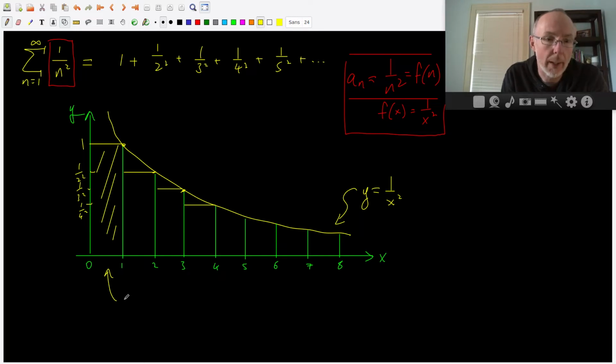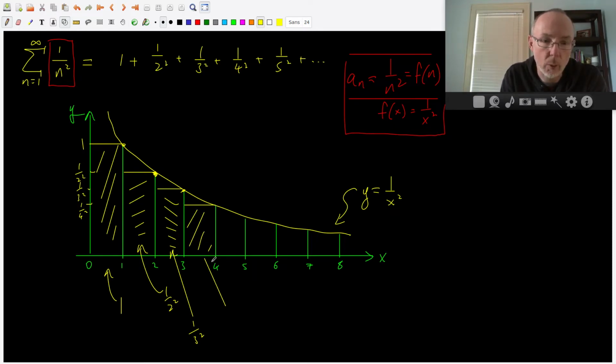Well, it's 1 high and 1 wide, so that has area 1. What's the area of this rectangle? Well, now the height is determined by the value of the function there. The value of the function there is 1 over 2 squared. So it's 1 wide and 1 over 2 squared high. What's the area of this rectangle? Well, that rectangle is going to be 1 over 3 squared high, and it's 1 wide, so the area is 1 over 3 squared. And the area of this rectangle is 1 over 4 squared, right? So this is 1 over 4 squared.